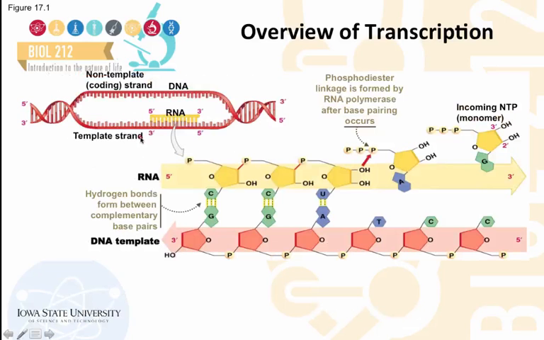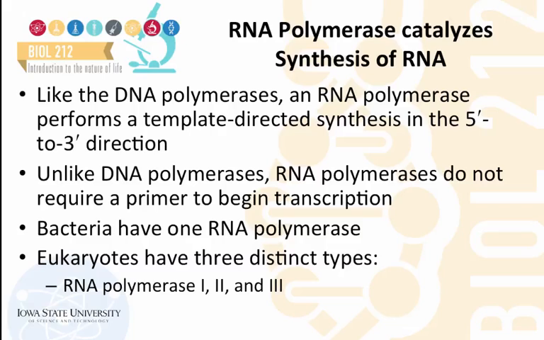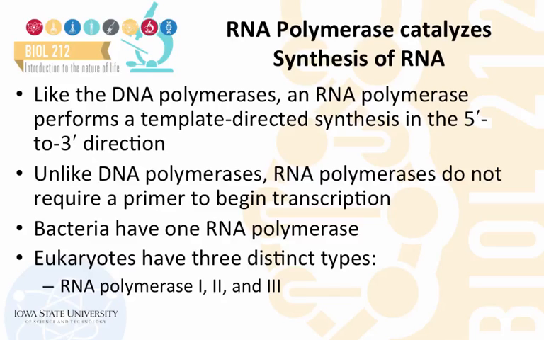RNA polymerase uses the information in DNA to build RNA molecules in the 5' to 3' direction. This enzyme catalyzes the formation of phosphodiester bonds between nucleoside triphosphates. Like DNA polymerases, an RNA polymerase also performs template-directed synthesis in the 5' to 3' direction. But unlike DNA polymerases, RNA polymerases don't require a primer to begin transcription.